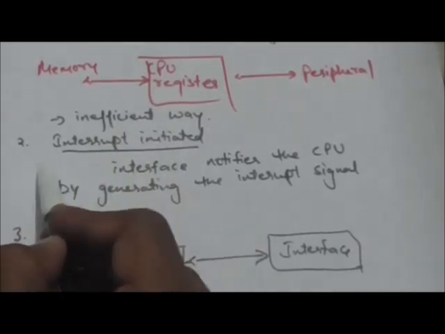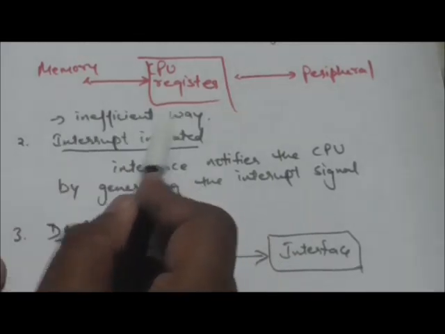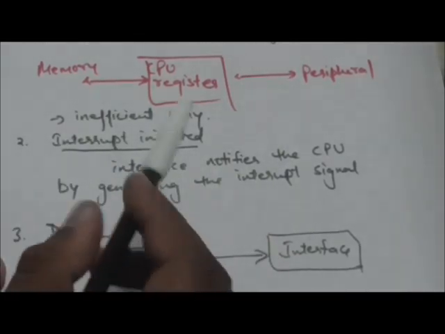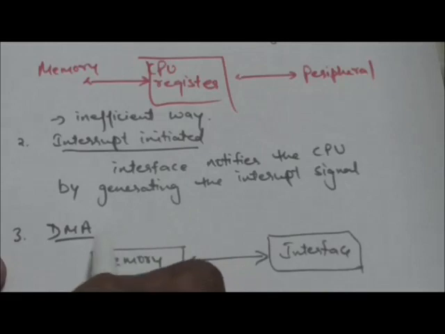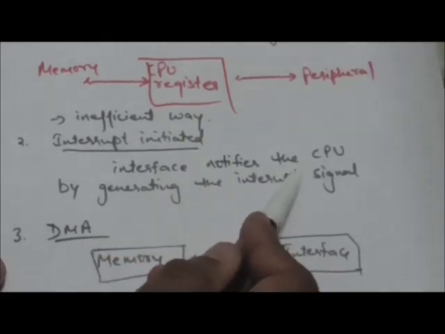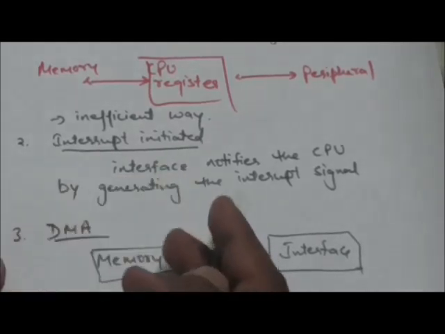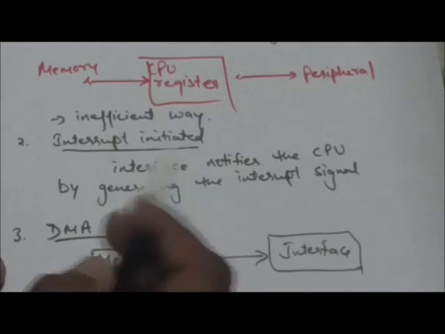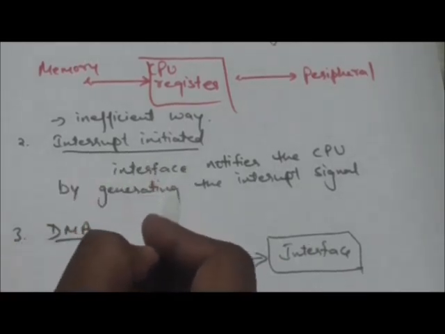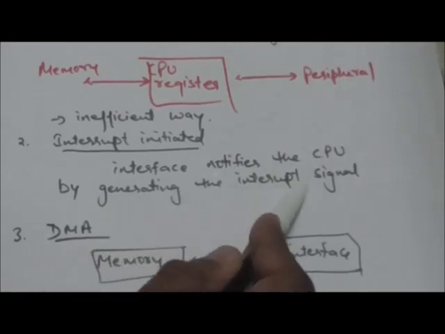Now the second method is the interrupt initiated input output method. This is not an inefficient way like the programmed input output method, because in this case the CPU doesn't need to monitor the interface unit of an input output device continuously. The CPU does not need to monitor the device whether it is ready for data transfer or not. Whenever the device is ready for data transfer, its interface will notify the CPU by generating an interrupt signal.